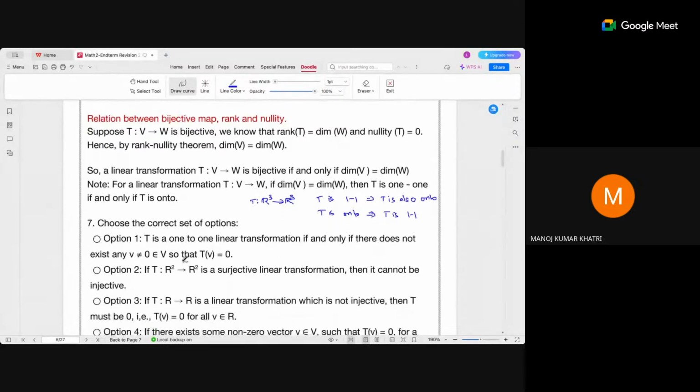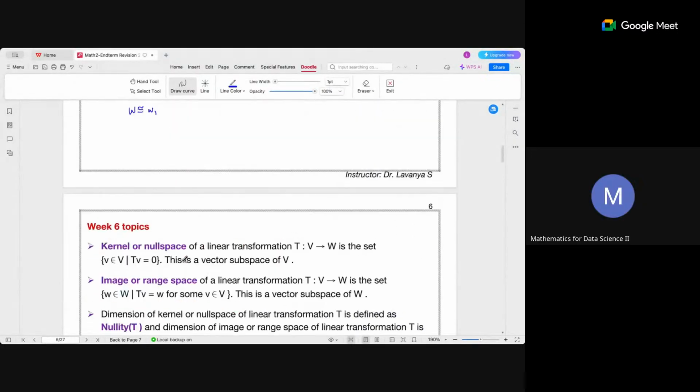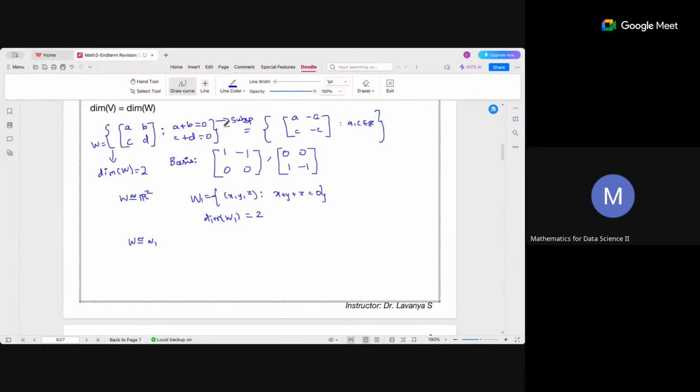Fine. So someone asked, what is an identity transformation? For an identity transformation, you should have the domain and codomain to be the same. Then I of v is equal to v. This is the identity transformation.